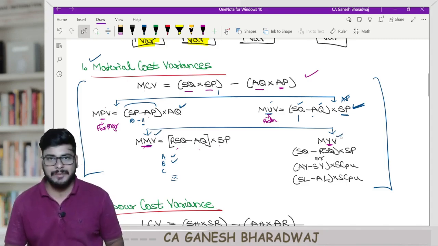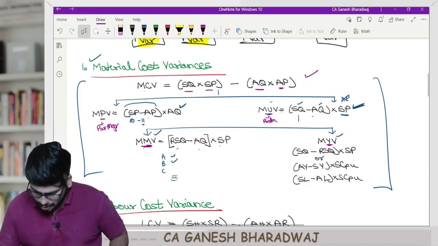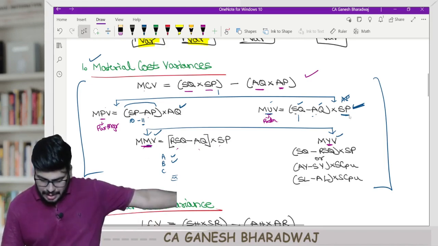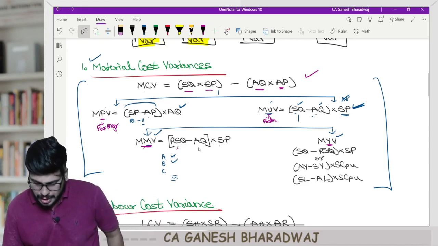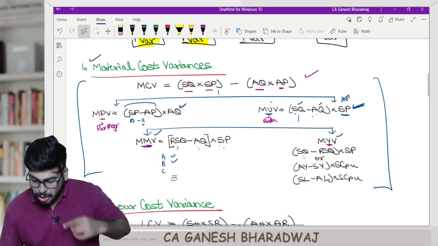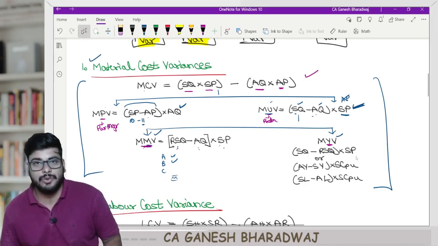And material yield variance is what? It is the balancing figure. Now look at this. We need to arrive at this figure: standard quantity minus actual quantity into standard price. On one side we have what? Revised standard quantity minus actual quantity into standard price. So this is going to be the balancing figure. It's going to be standard quantity minus RSQ into standard price.